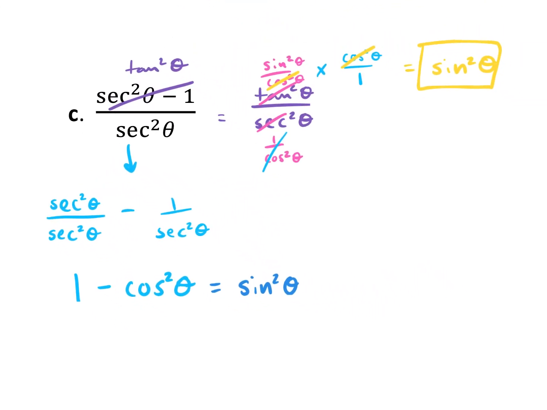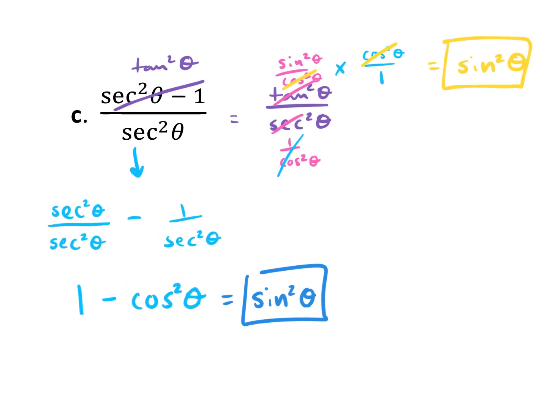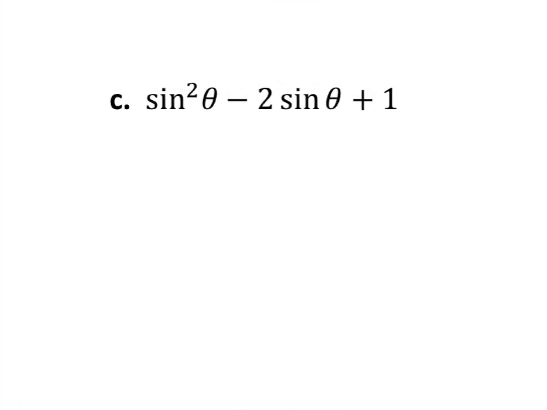So I could do it a totally different way, but I'd still end up with the same answer. So there's multiple different ways that you can do these types of questions. If you do it correctly, you'll end up with the same answer. So there's only one right answer, but different ways to get there. Okay, let's look at C. What should I do for C?